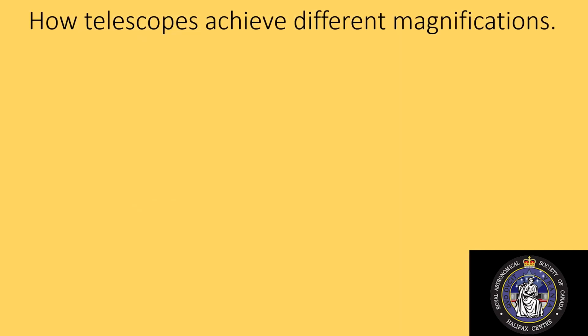So how do telescopes achieve different magnification? Well, first of all, the eyepieces that you use to look through a telescope come in many different sizes. The standard size eyepieces that are packed with telescopes are usually 25 or 20 millimeter eyepieces and a 10 millimeter eyepiece. So we will use these as our examples.